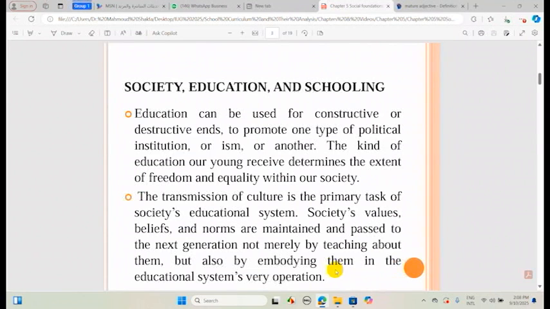The kind of education our young receive determines the extent لأي مدى of freedom and equality within our society. The transmission of culture is the primary task of society's educational system. Society's values, beliefs, and norms are maintained and passed to the next generation, not merely by teaching about them, but also by embodying them in the educational system's very operation.